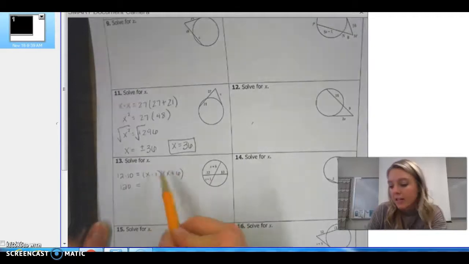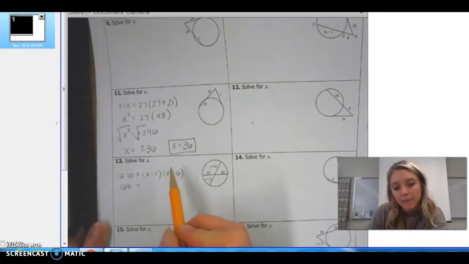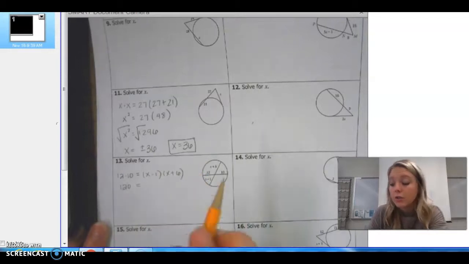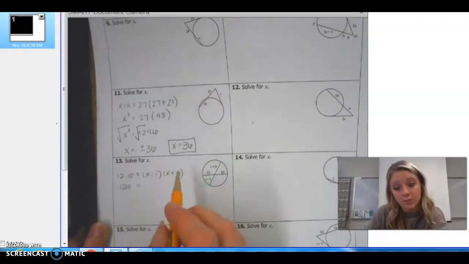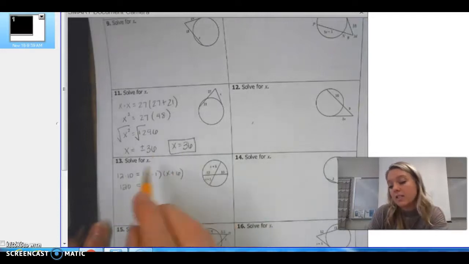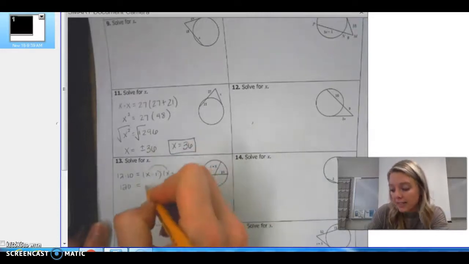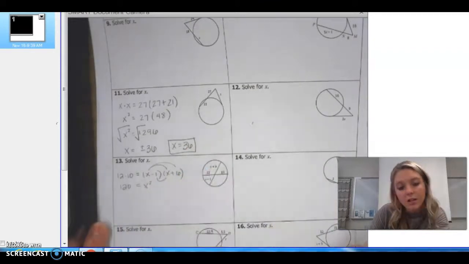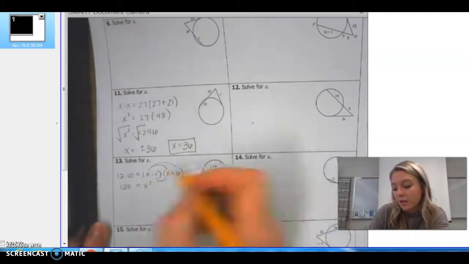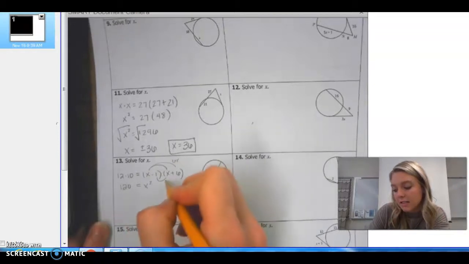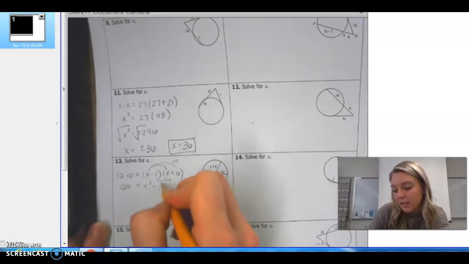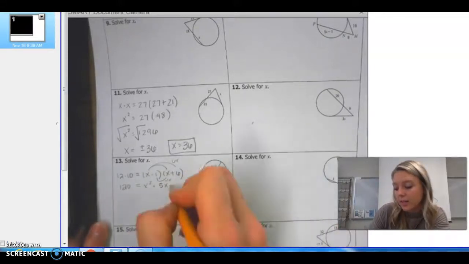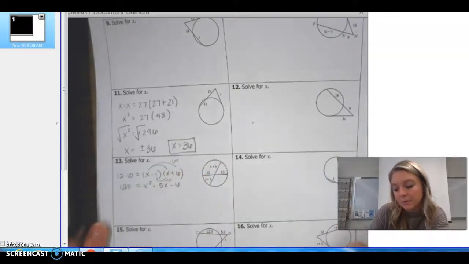Here we have a binomial times a binomial. So I chose to set those up with parentheses to remind myself that I need to distribute. Or you may think about this as FOIL, x times x. X times my outer, and then my inner. This is going to be 6x and a negative 1x. Those would combine and give me 5x, and then a negative 1 and a positive 6 would be negative 6.